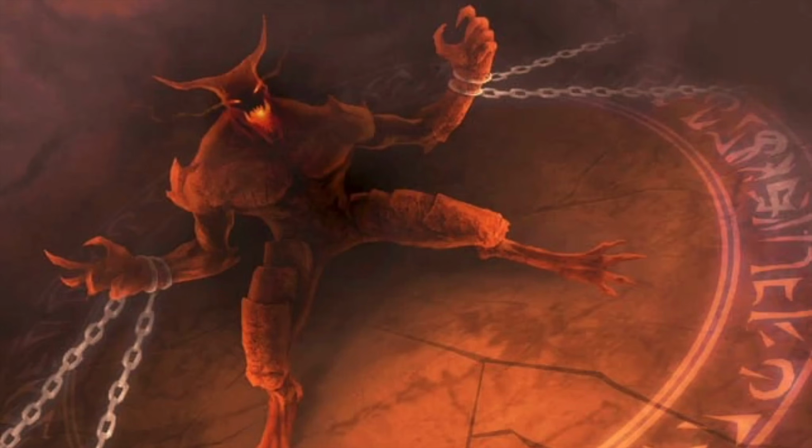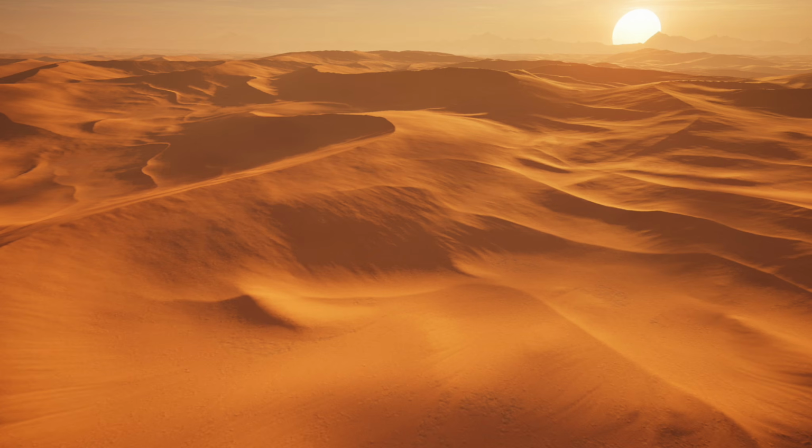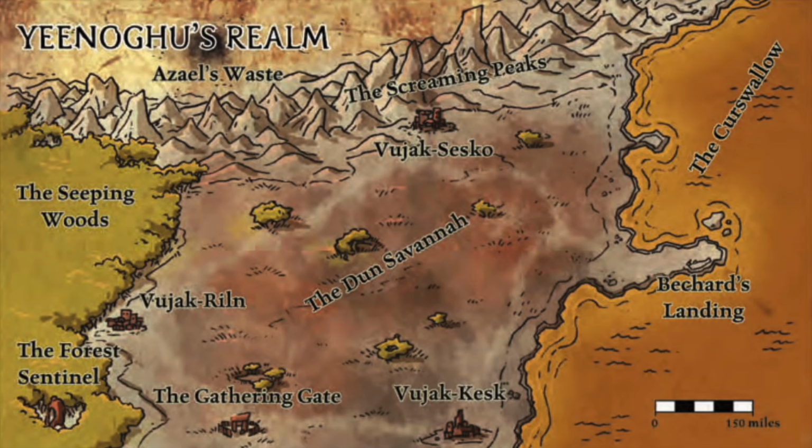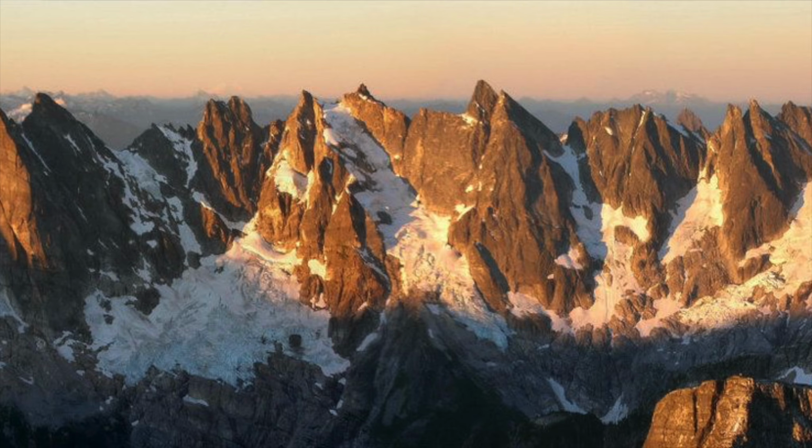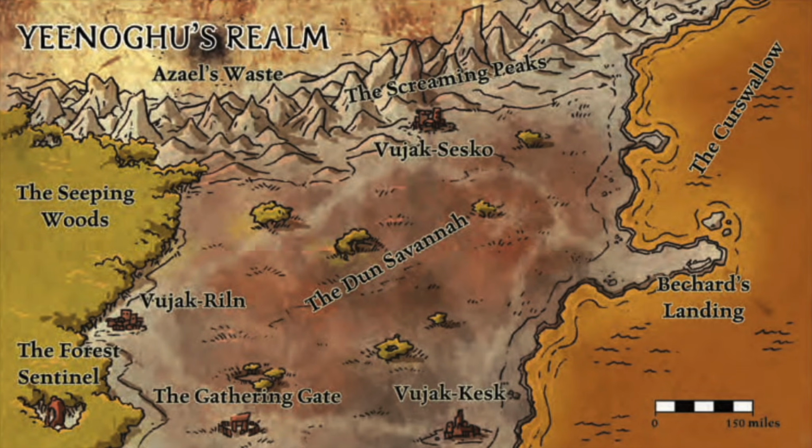After Bechard, the next ruler of this lair was Azael, the Ensnared, demon lord of rebellion and war. When Azael ruled this lair, it was known as the Savage Searing. It was a sprawling desert of shifting sands and toppled cities, with Azael chained to an enormous plaza and ruling despite his chains. The area north of the Screaming Peaks retains Azael's influence, despite the fact that he's long dead. The Screaming Peaks are nearly impassable mountains teeming with undead. This is where the gate to the White Kingdom can be found. The Dun Savannah and the Seeping Woods are where Yeenoghu's influence over the lair are strongest.